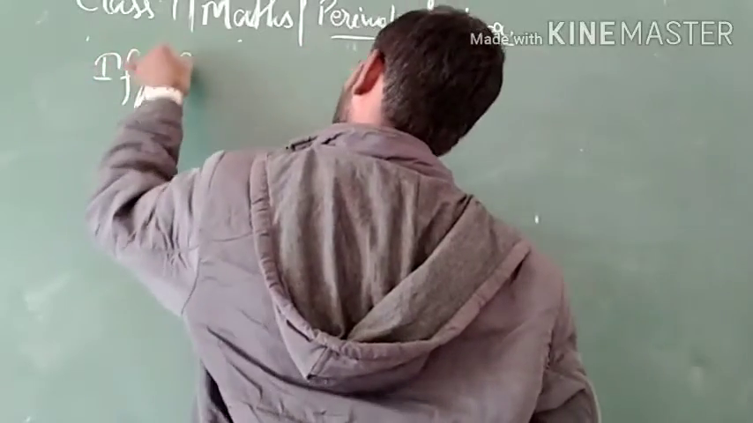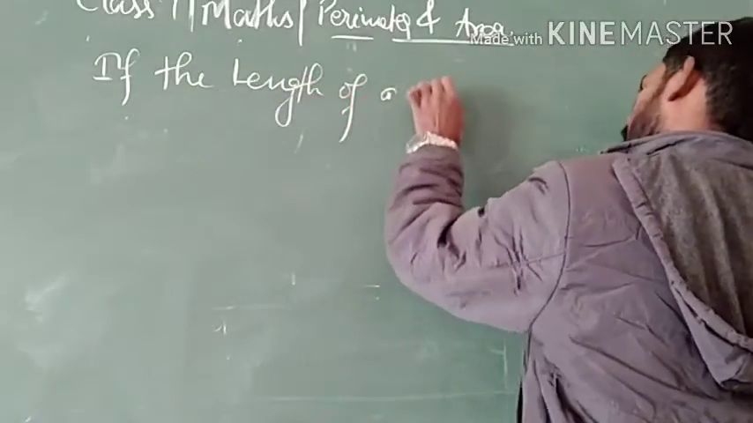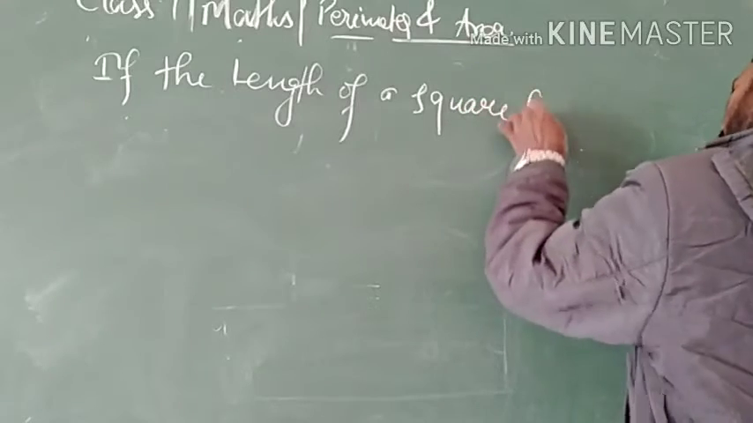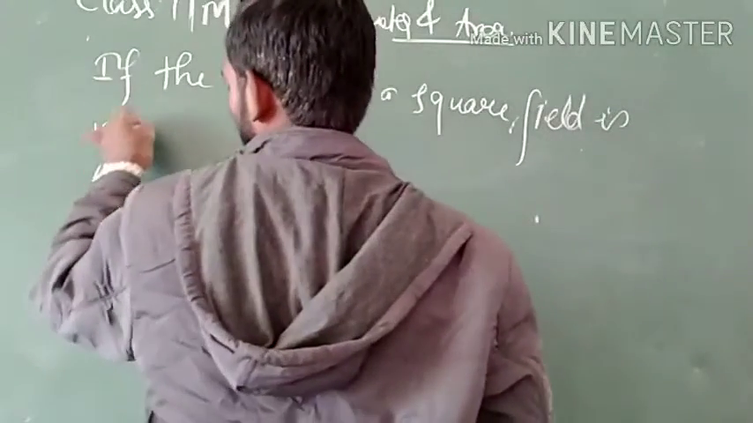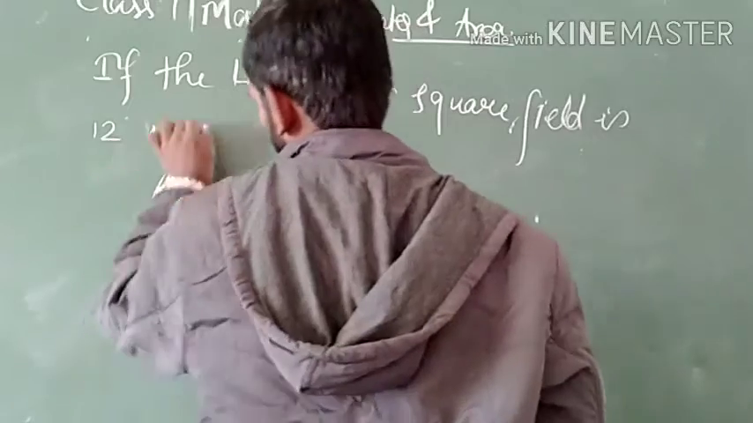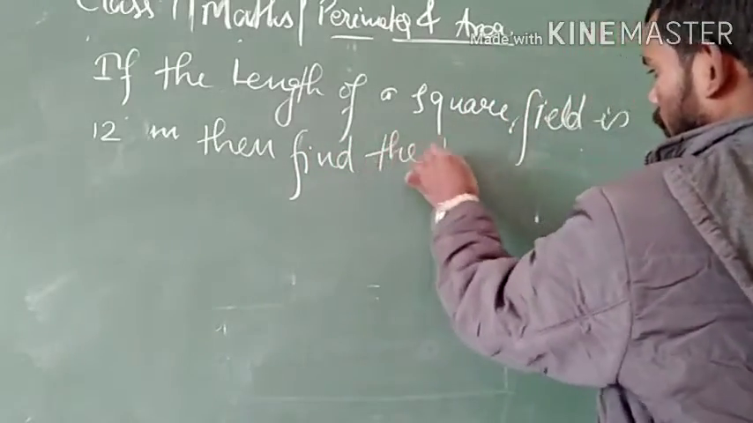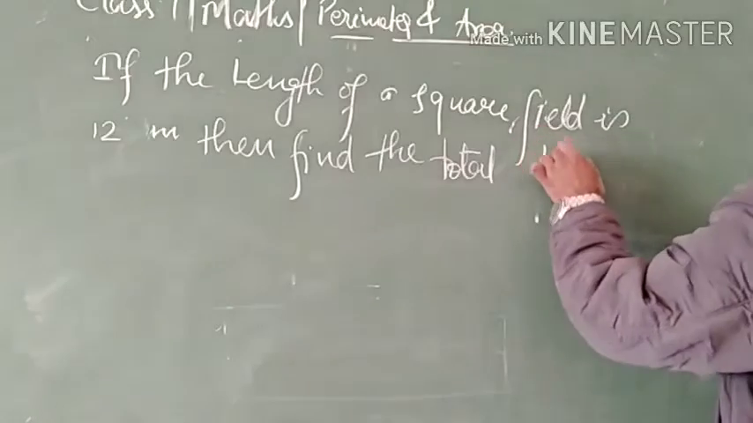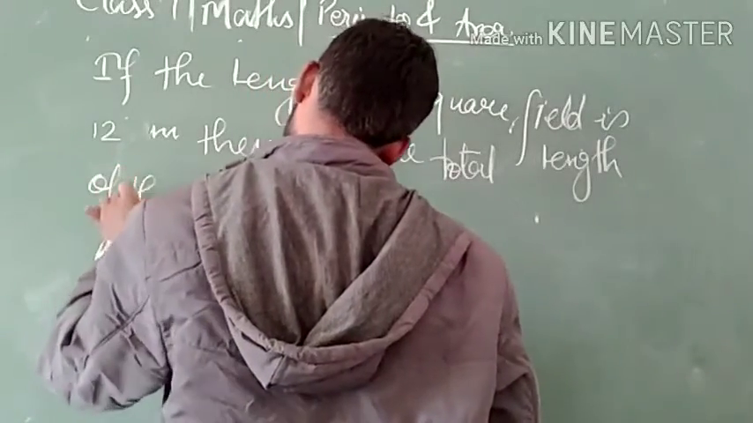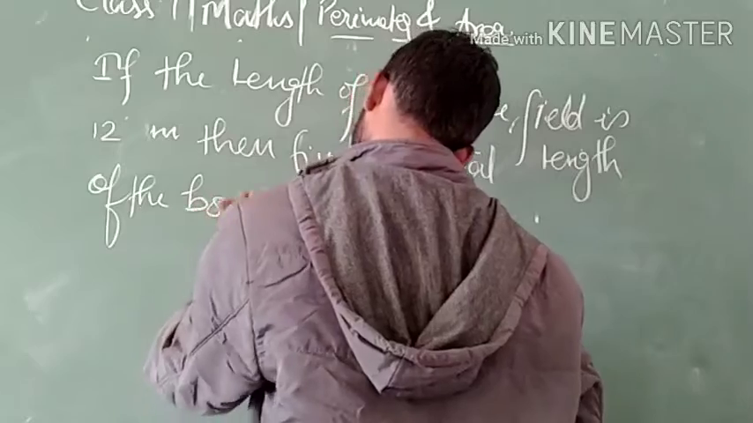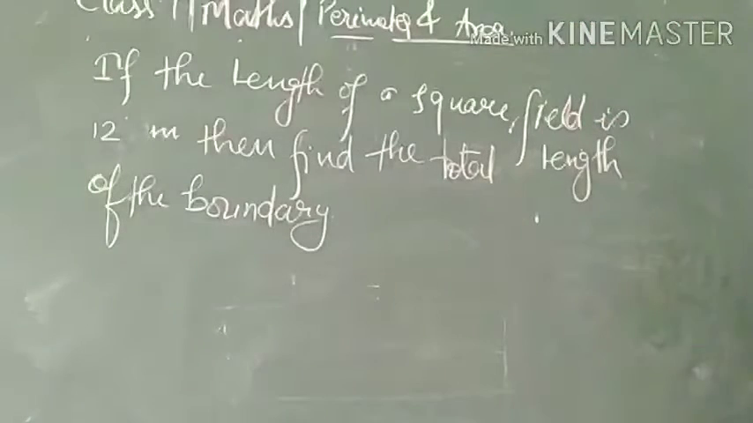If the length of a square field is 12 meter, then find the total length of the boundary. Okay, so this is the given question.